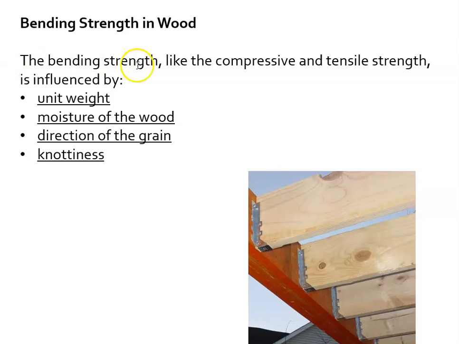Okay, the bending strength, like compressive and tensile strength, is influenced by several factors. So the unit weight of the wood, the moisture of the wood, which we've discussed in detail, the direction of the grain, we've also discussed, and knots, which we know are imperfections and affect the structural potential of the structural member. All right, so bending strength is affected by all of these things.